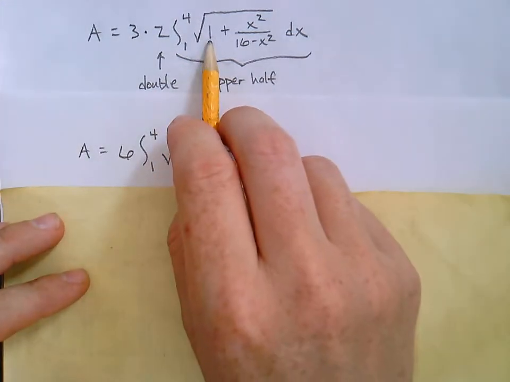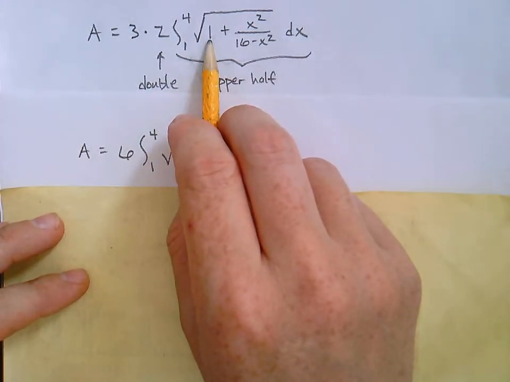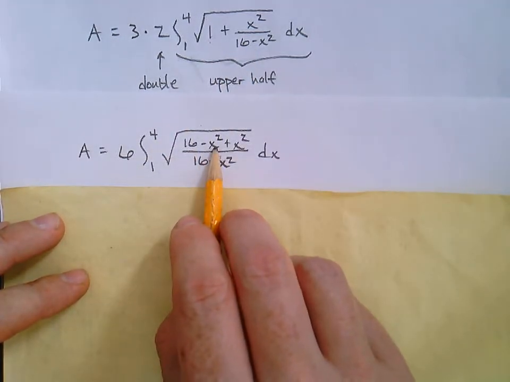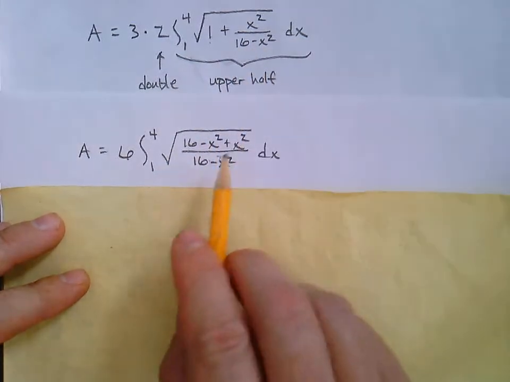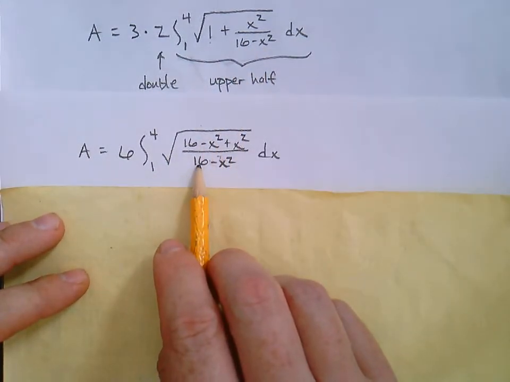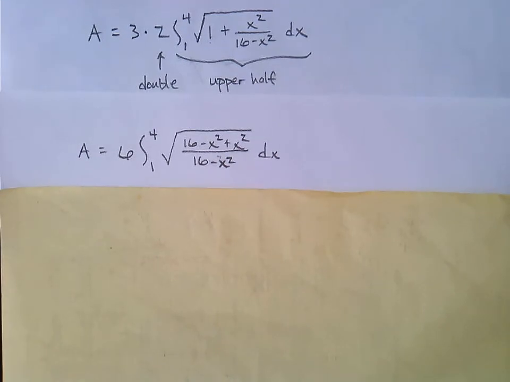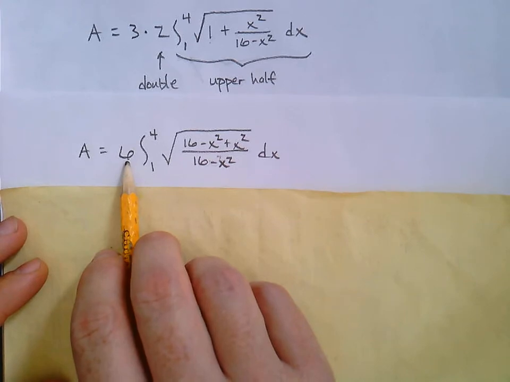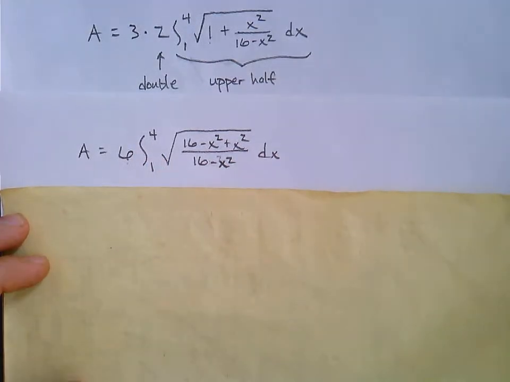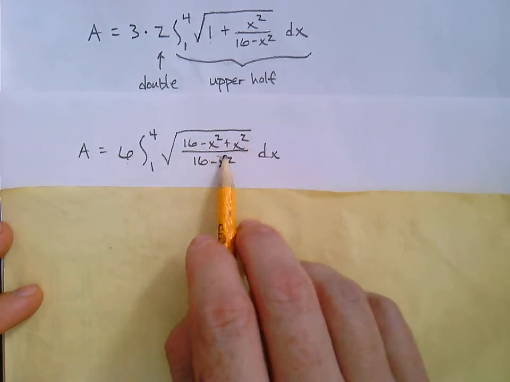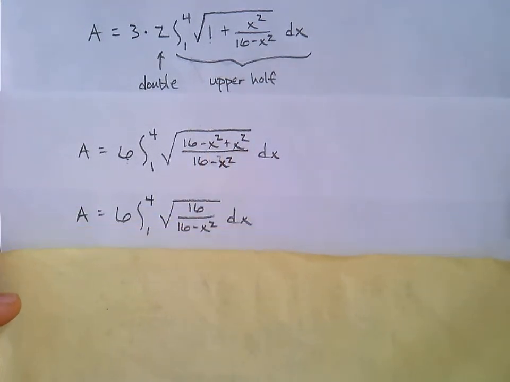So it's kind of nice. We have the 1, so that would be 16 minus x squared over 16 minus x squared. So when we combine them, we'd have 16 minus x squared plus the x squared, and that's all over the denominator 16 minus x squared. And you notice I'm just going to clean up the 3 times 2, and we've got our integral, and okay. Now this is really great, and you see it right away. Negative x squared plus x squared is gone.